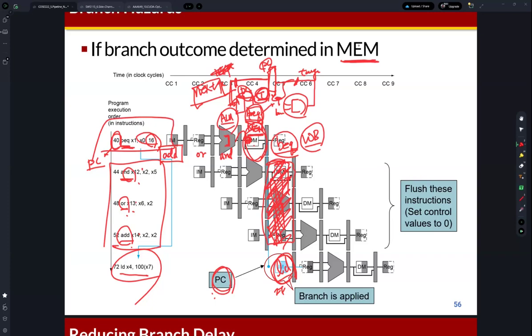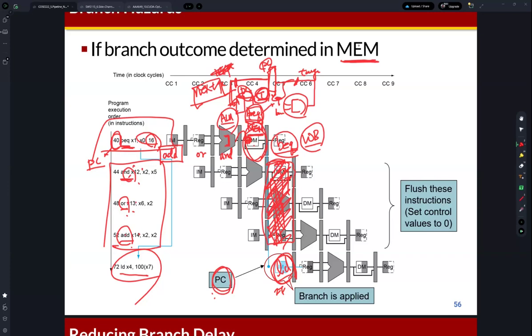Which means three cycles are wasted because of a taken branch. So taken branch means that the condition of a branch is true, right? So the processor needs to jump to the target of a branch. So which means the branch is taken. So in this case, these instructions are just canceled.